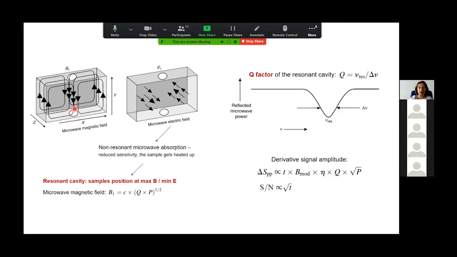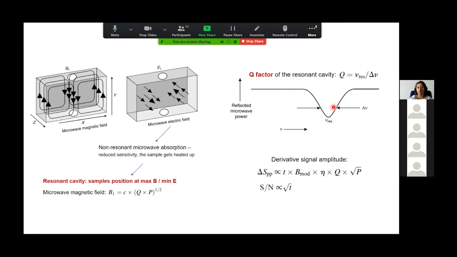The most important parameter of this resonant cavity is the Q factor. This factor enters the microwave magnetic field intensity. And you see it here with this definition, let's say. You see here the absorption. We call it dip, the dip of the cavity, the absorption in the cavity, which depends on the frequency and on the width.